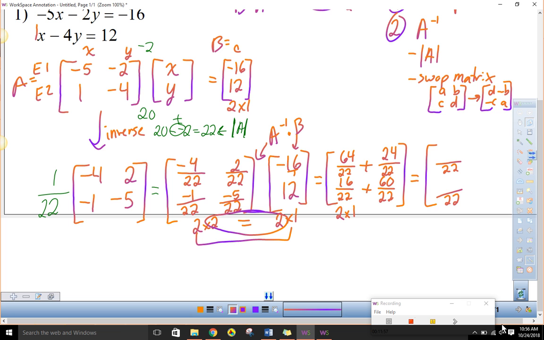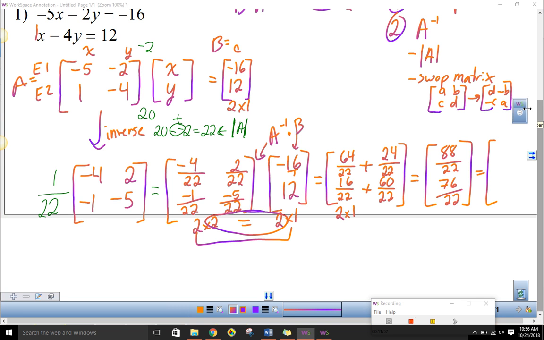So what is 64 plus 24? And what is 16 plus 60? So, what is your answer? It's 4 and... 22 is like 3.5. Oh, that one we should keep as a fraction. I feel like that should end up being a nice number.